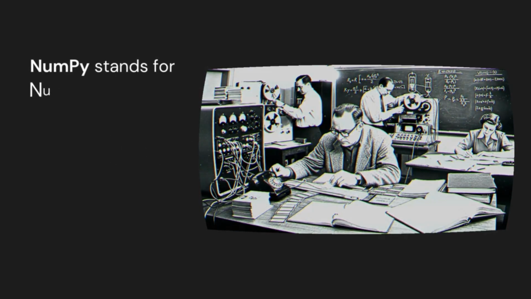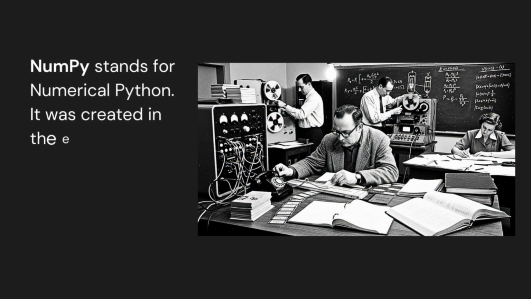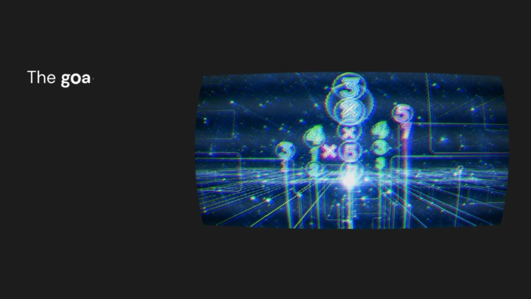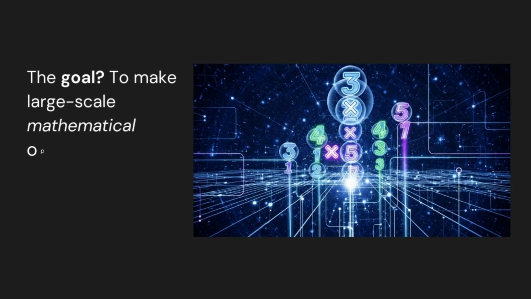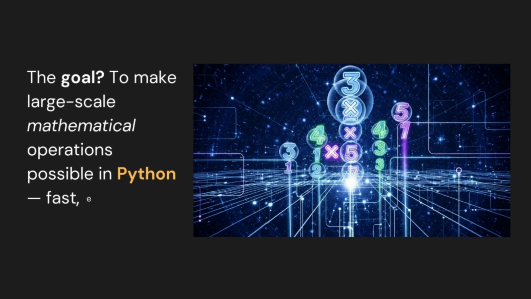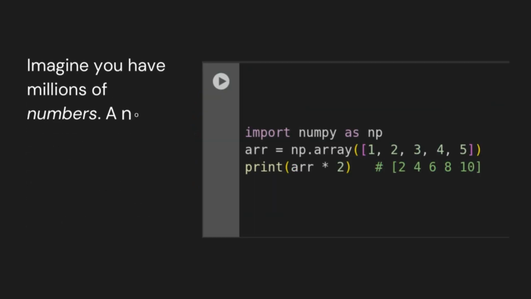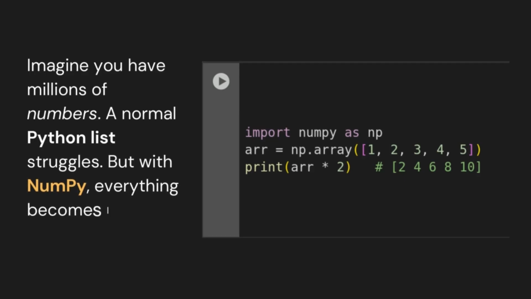History and purpose. NumPy stands for Numerical Python. It was created in the early 2000s as an improvement over an older library called Numeric. The goal, to make large-scale mathematical operations possible in Python, fast, efficient, and easy to use. Imagine you have millions of numbers. A normal Python list struggles, but with NumPy, everything becomes lightning quick.